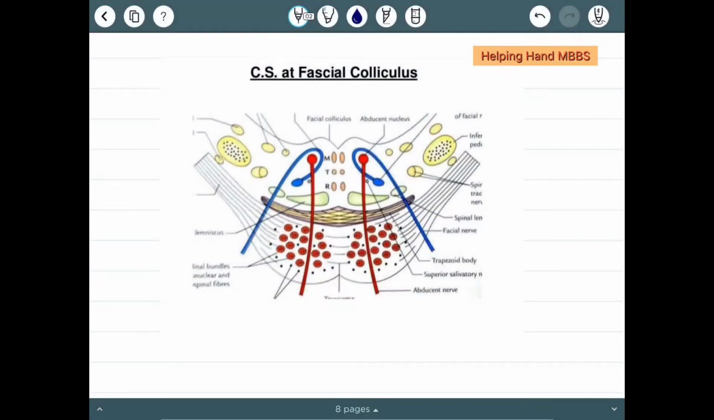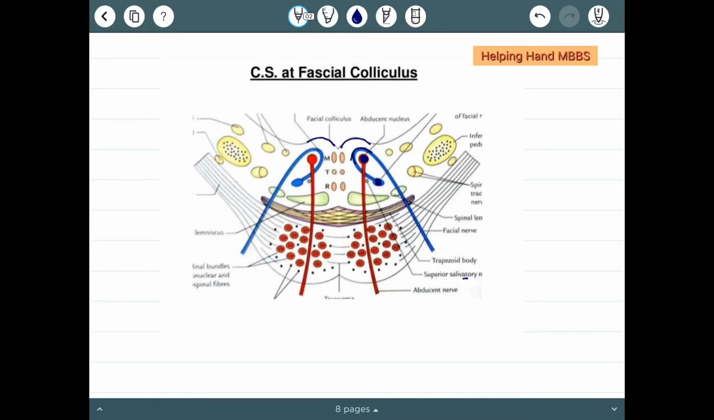Now we will start with our cross section. This is the cross section of the lower pons. What you should appreciate here is that there is a facial colliculus present at the posterior part of the lower pons. The facial colliculus is formed by the motor fibers of the facial nerve. This is our facial nerve nucleus. This is the abducent nerve nucleus.